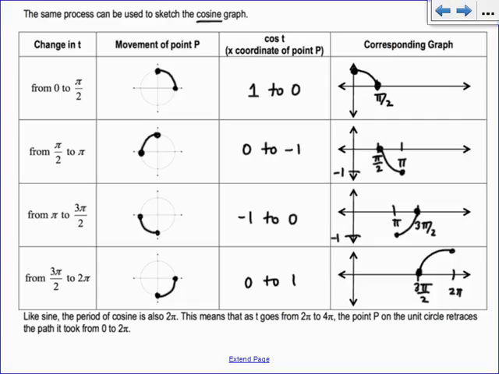Okay, so like sine, the period of cosine is also 2 pi. So, you know, cosine of pi over 2 is the same as cosine of 5 pi over 2, and so on. So that means as t goes from 2 pi to 4 pi, it just repeats exactly that same curve.